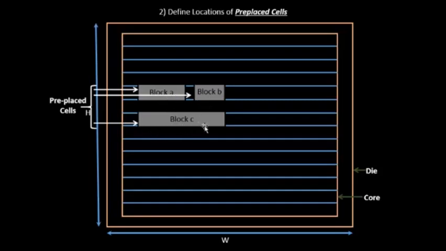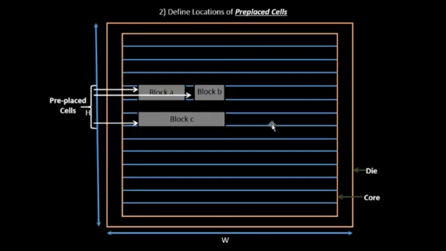So the pre-placed cells have to be placed in such a fashion. Basically, once they are placed over here, the locations can't be moved in the complete design cycle. So the locations of these pre-placed cells have to be very well defined. Okay, so that's how we come up with the locations of pre-placed cells.